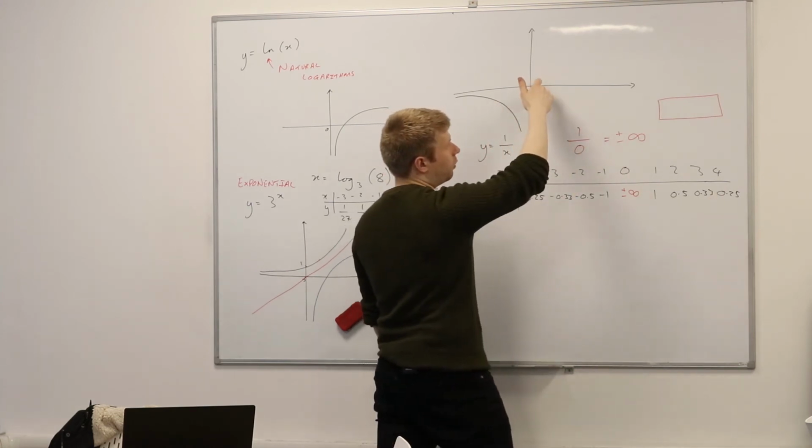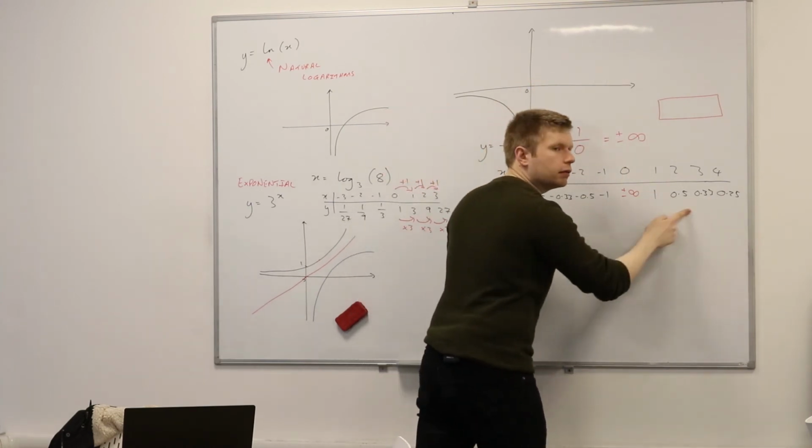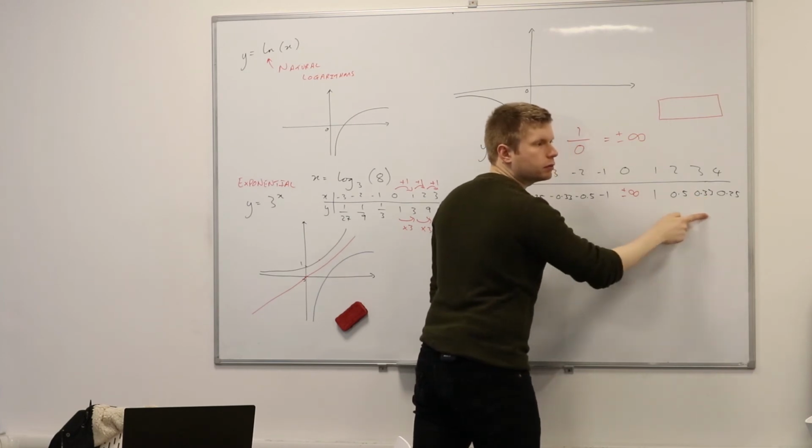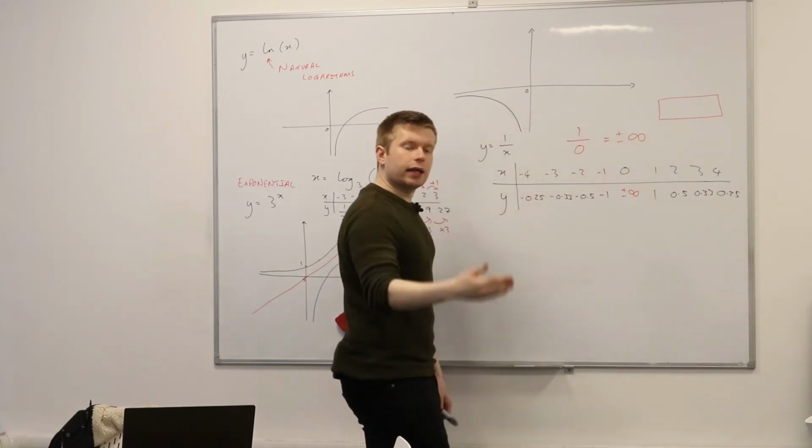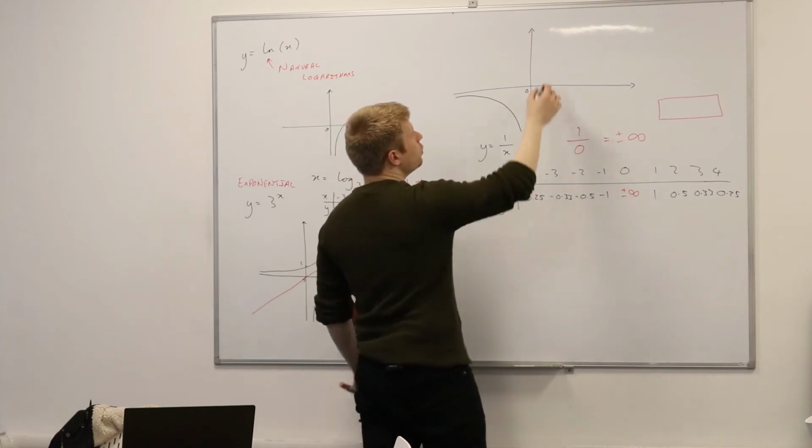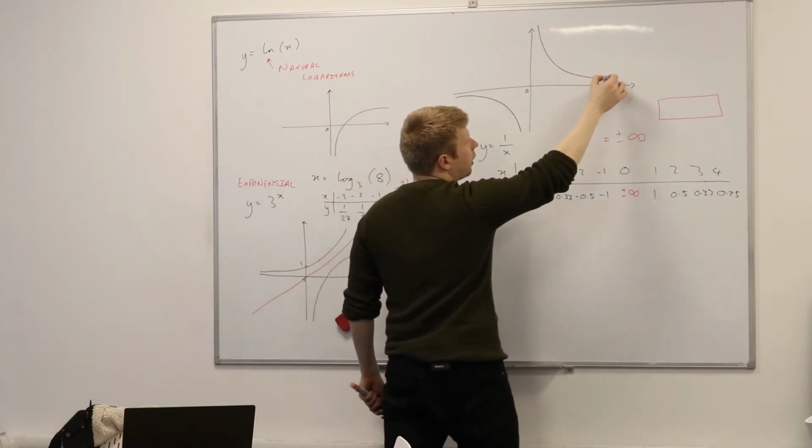All right, let's think about what happens as I move from 1 to 4 then. So I'm on this side now, 1 to 4. What's happening to the y's? It's decreasing, right? And again, it's not in a linear amount. So would you be happy you get a graph that looks something like this?